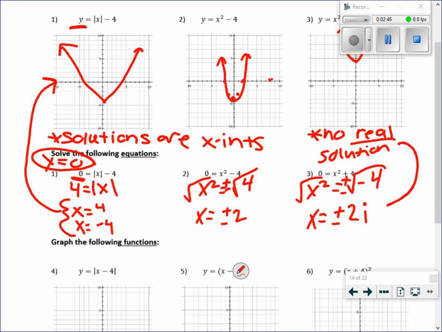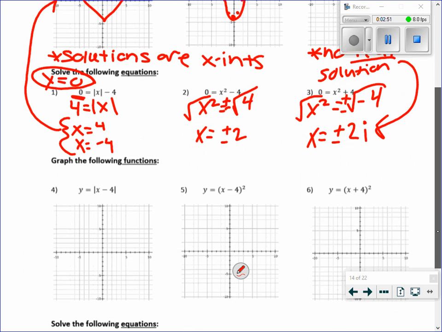Because our solutions are imaginary values here.